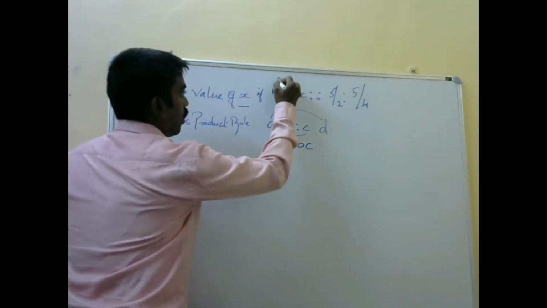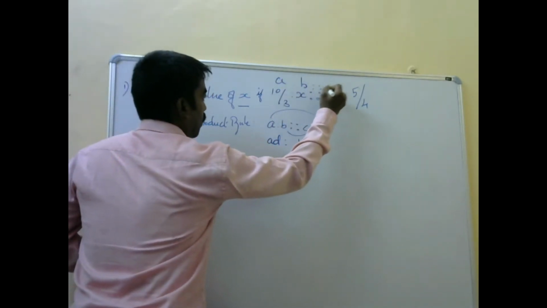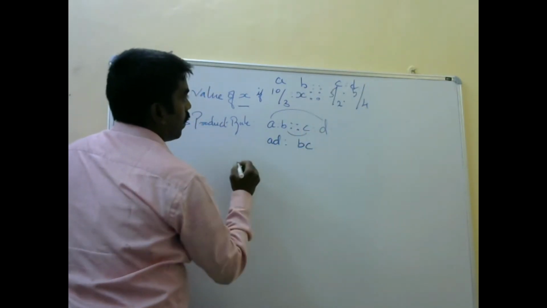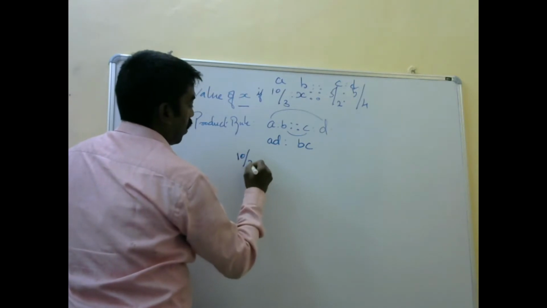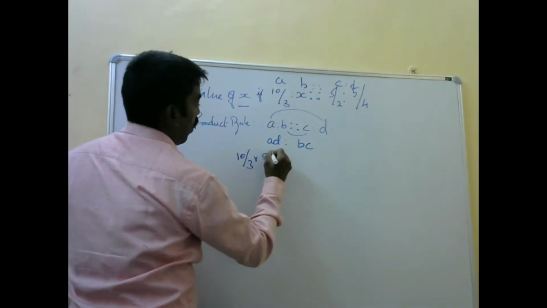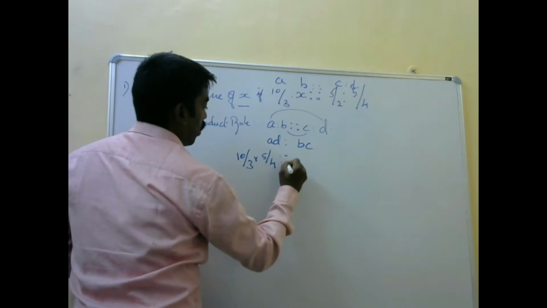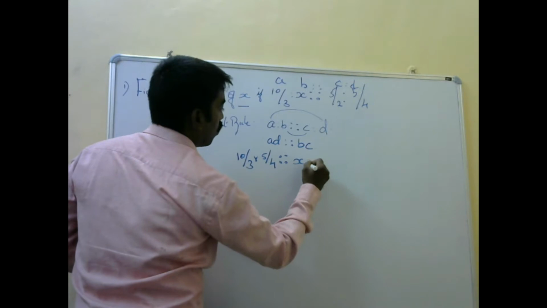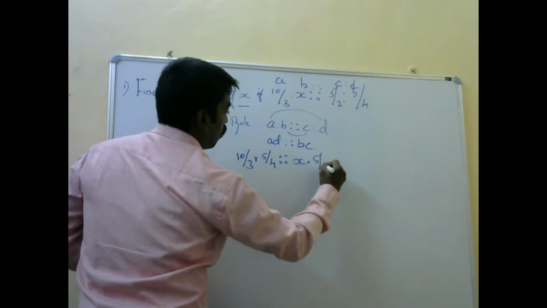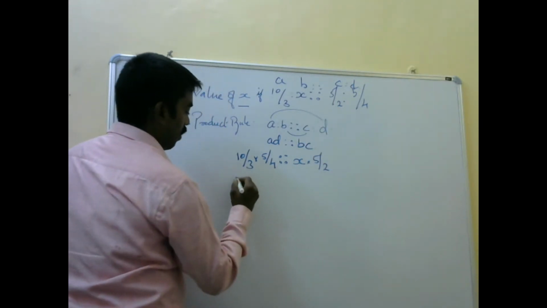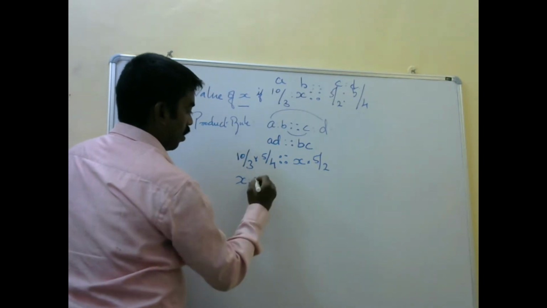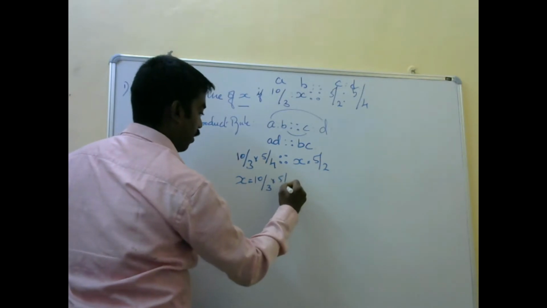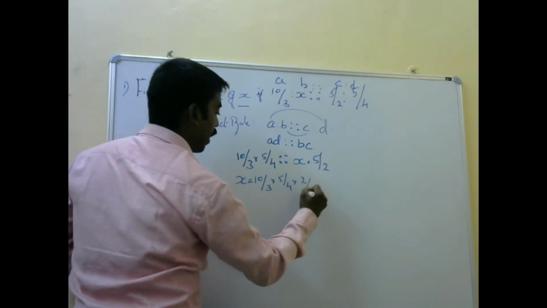So this is called A, B, C, D. So AD is 10 by 3 into 5 by 4, and BC is x into 5 by 2. So what you get when x comes aside? x equals 10 by 3 into 5 by 4 into 2 by 5.